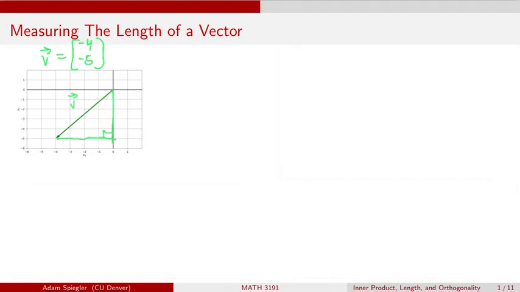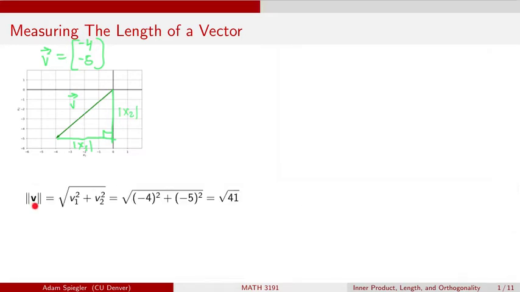And one side of this triangle is the absolute value of x1, in this case that would have a length of 4, and the other side would be the absolute value of x2, which would be 5, since distances need to be positive values. And then we can recall from the Pythagorean theorem that the length of vector v is going to be equal to the square root of this side squared plus that side squared. So we can write that out below.